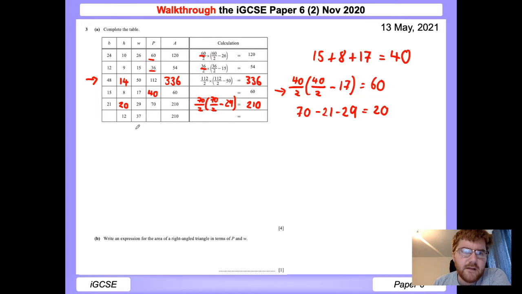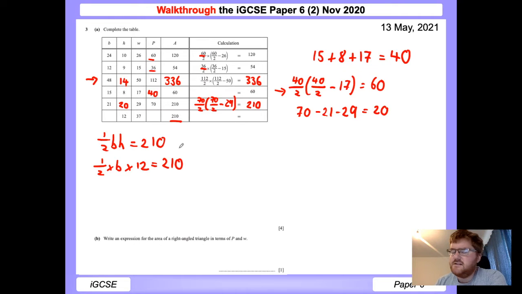The way I would do this is I've got the area here, 210. Now I know the area is equal to a half base times height. And I know some of these values. I know the height is 12. So a half times B times 12 is equal to 210. And this is simply an equation to solve. So if I times by 2 on both sides, to remove the fraction, that gives me 12b is equal to 420.